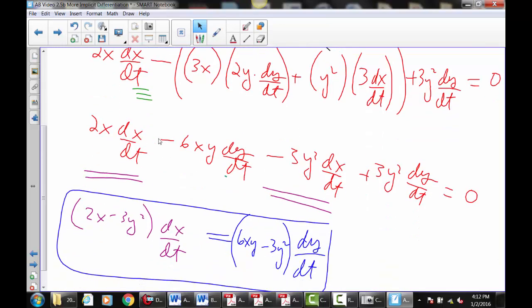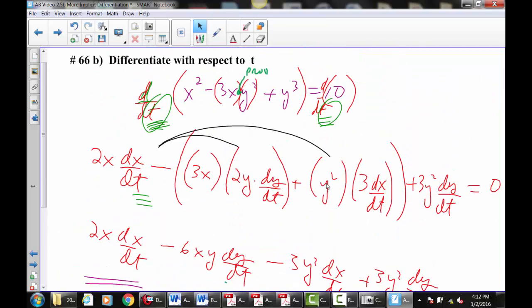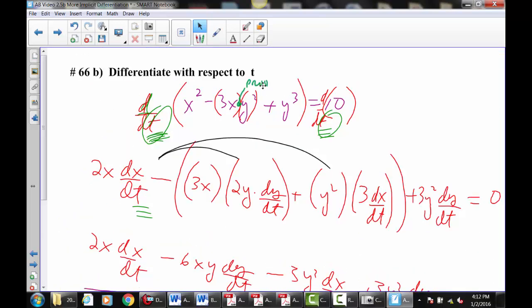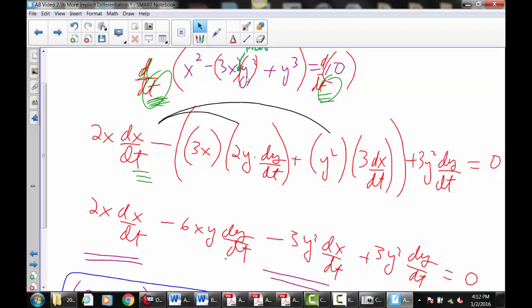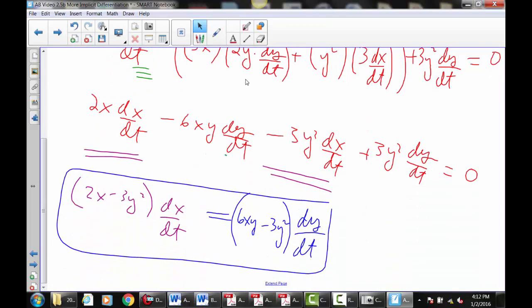You'll notice these are the two terms with dx/dt. It wasn't very clear whether they wanted dx/dt equals or dy/dt equals. They just said differentiate with respect to t. Interestingly enough, if you look at the answer at the back of the book, all they did was bring the two terms with the dx/dt's on the left, the two terms with the dy/dt's on the right, and then they just factored out the dx/dt and factored out the dy/dt.